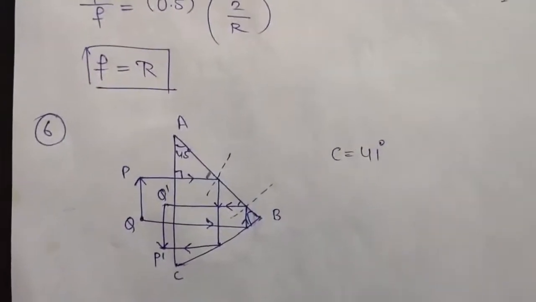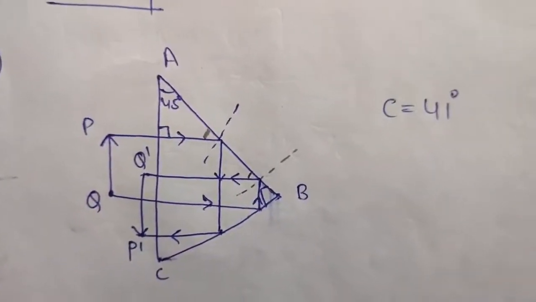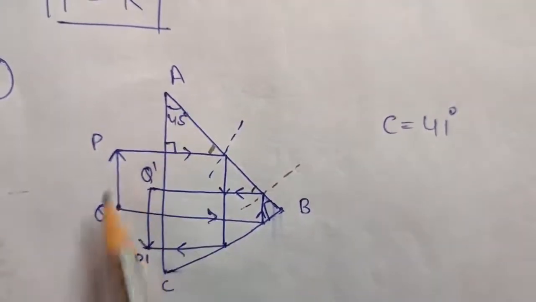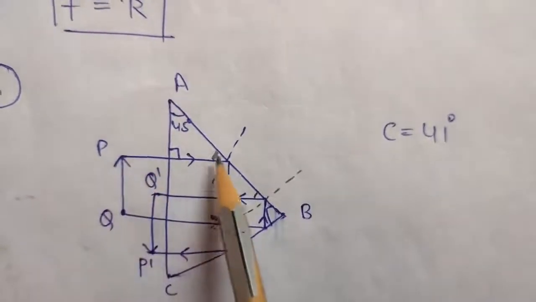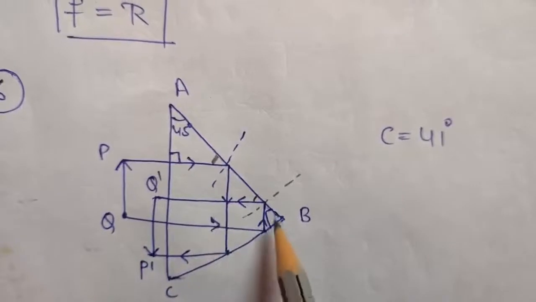Okay, in 6th question you are given two figures and you are asked to show the path of rays. So this angle is given to be 45. This is your PQ object. We have to take two rays from P and Q. So these are the incident rays which are falling on the prism.